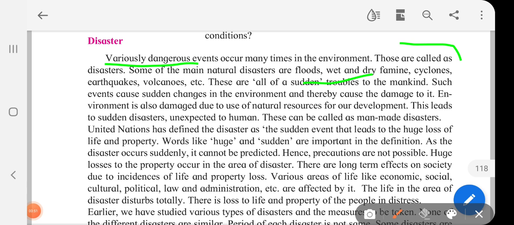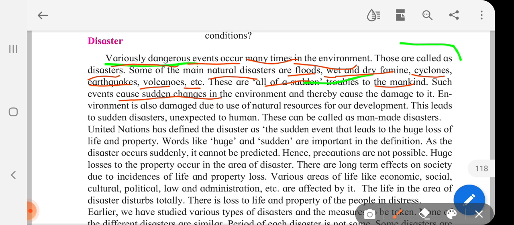If we talk about variously dangerous events occurring many times in the environment, those are called disaster. So uncontrolled events which take place in our environment, in our surroundings, which we have no control on, are called disaster, and those are dangerous in nature. Some of them are natural disasters like floods, wet and dry famine, cyclones, earthquakes, volcanoes, etc. These are all sudden to mankind.